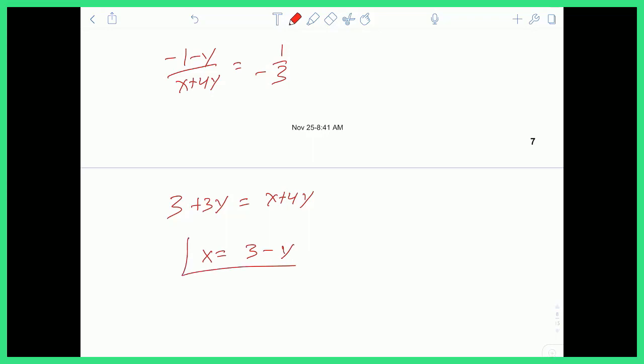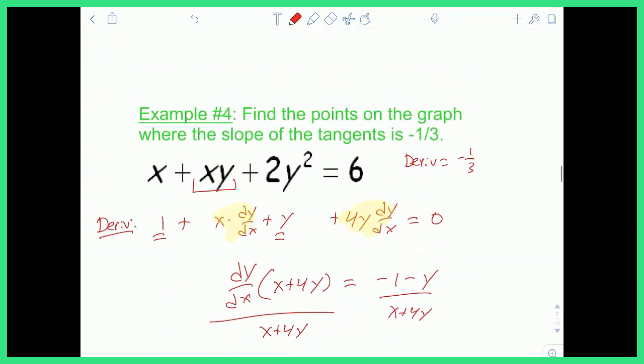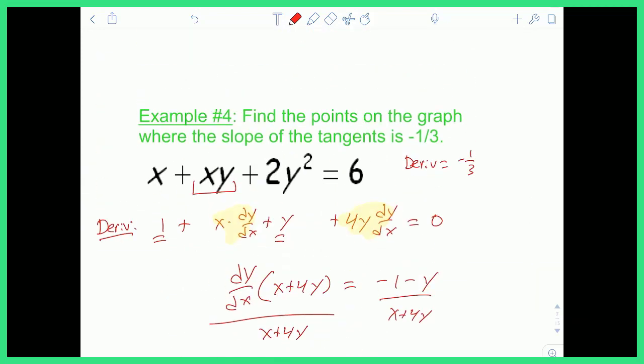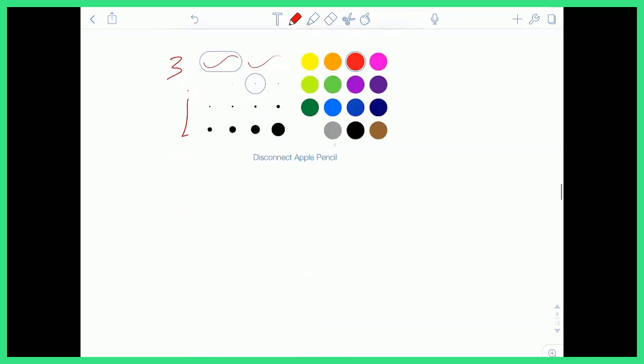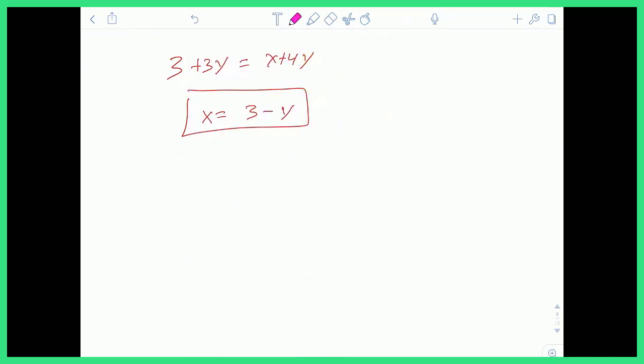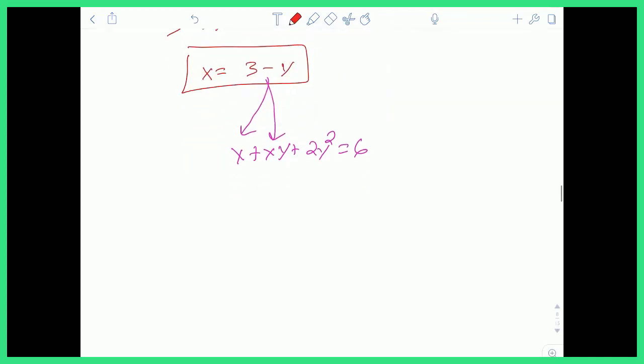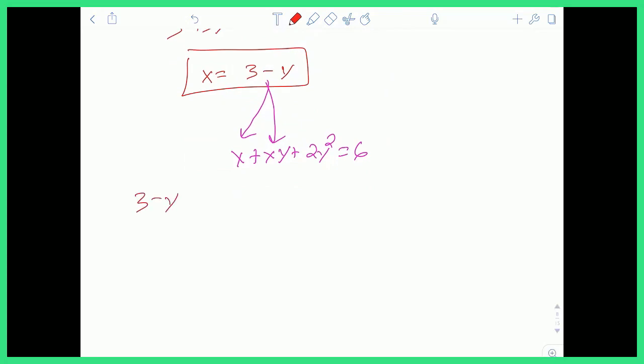So now that I know that x is 3 minus y, I can go back to my original equation and plug in for x. So I'm going to write this down. Again, we'll use a different color, transitioning the problem. It's x plus xy plus 2y squared equals 6. And I'm going to plug this in for x, and we're going to solve. So let's see. We get (3 minus y) plus (3 minus y) all times y plus 2y squared equals 6.